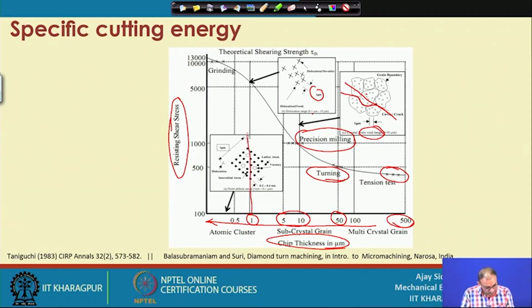If you move in this direction here, then there is a chance of removing or cutting the material through this dislocation, correct. Every time, your tool or your cutting mechanism will try to find out the weak points of the material in the grain boundary, within the grain, and then it will try to propagate through that particular location.